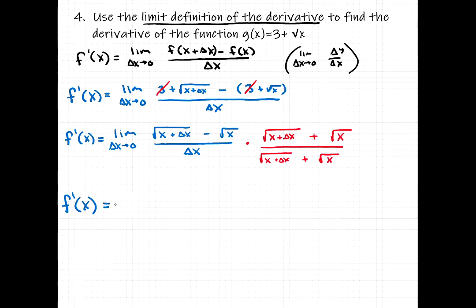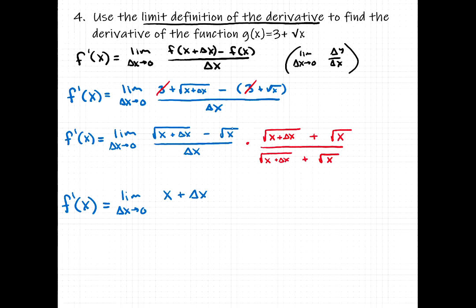Okay, so we'll multiply out, limit as delta x goes to 0. First times first, it's the square root of x plus delta x times itself, squared. So the square and the square root cancel. That'll give us an x plus delta x. And the cross terms will cancel. That's the whole point of the conjugate. Outer times outer, inner times inner, are equal and opposite in sign. One's positive, one's negative, so they cancel.